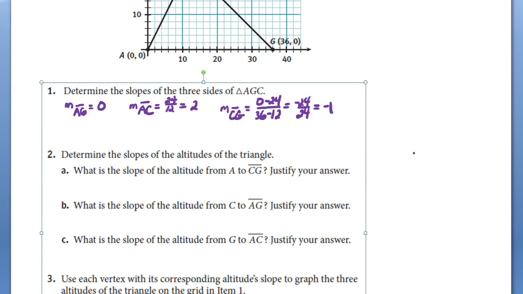Number 2. Determine the slopes of the altitudes of the triangle. Well, we need to know what altitudes of a triangle are.